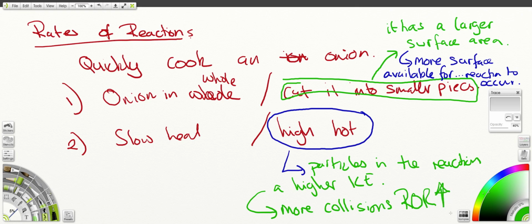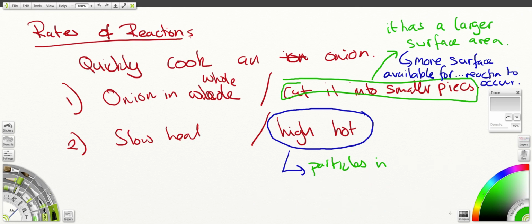So that's the first two things that you need to be aware of. Increasing the surface area: if you want to make the reaction faster, you're going to increase the surface area. If you want to increase the reaction further, you need to increase the temperature. So those are the first two things.